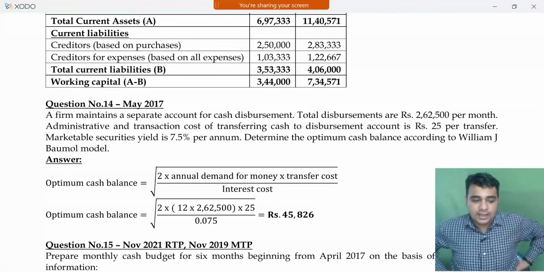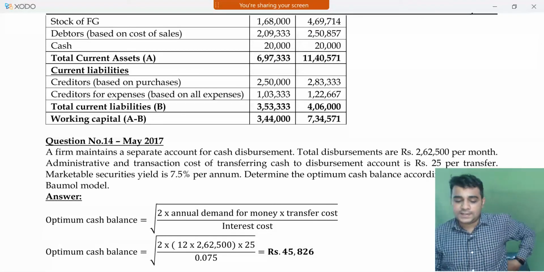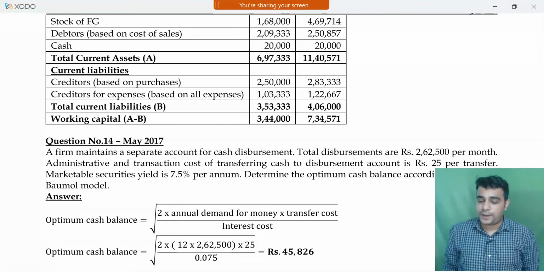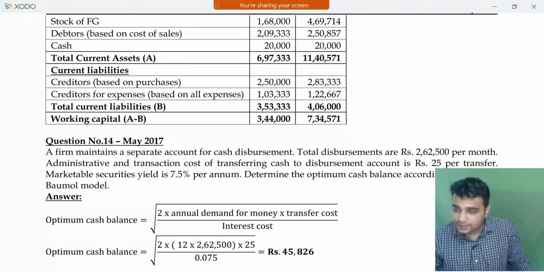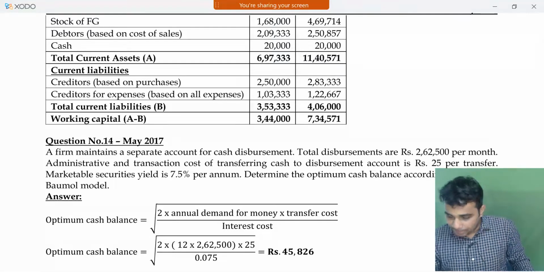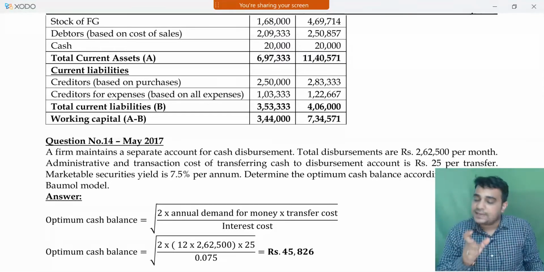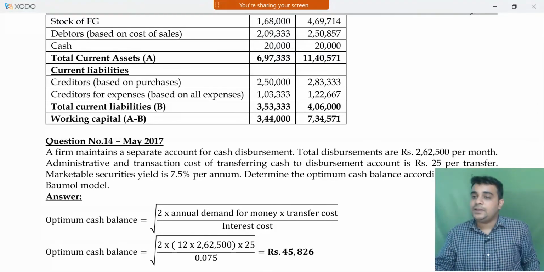Let's look at this. A firm maintains a separate account for cash disbursement. Total disbursements are 262,500 per month. Administrative and transaction cost is 25 per transfer. 25 per transfer is like 25 per order, the ordering cost per order. Carrying cost is 7.5% per annum. Determine the optimum cash balance.